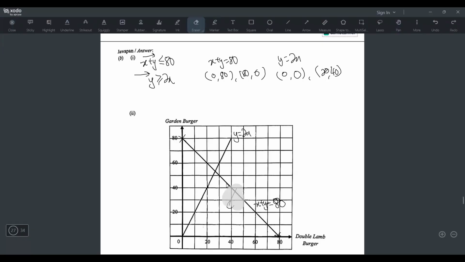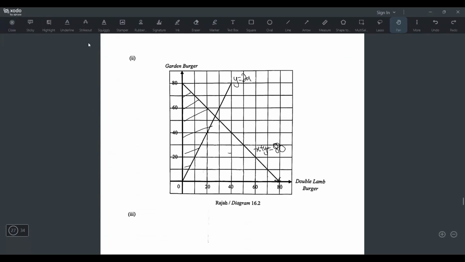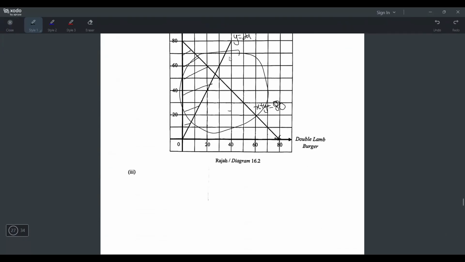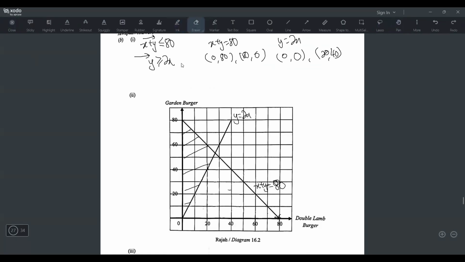So I will erase everything here and shade the triangle. One more thing when you are shading, please don't shade here, because they already mentioned x bigger than 0, y bigger than 0. It means everything happens in the first quadrant. You cannot shade here, because this one is talking about a negative total number of burgers, right? And make sure you shade nicely. All right, so this is the answer for the shading.